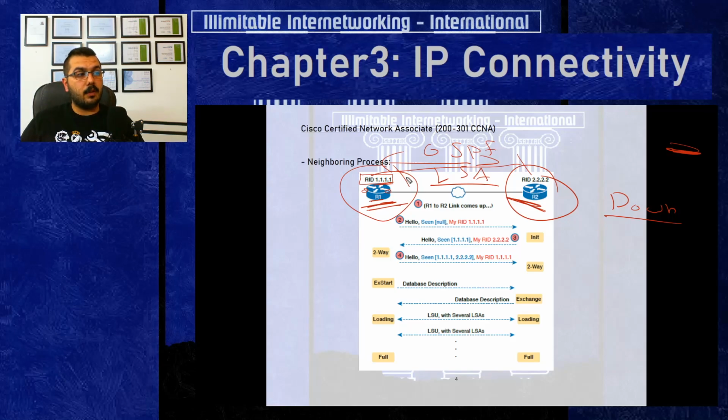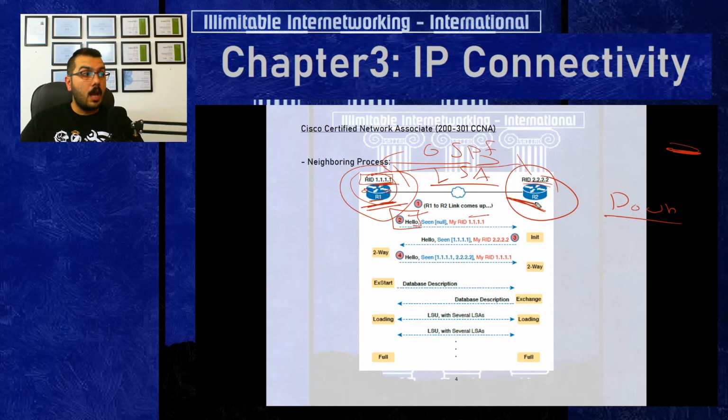So maybe I've configured it manually to avoid any duplication and confusion, that I've configured 1.1.1.1 and 2.2.2.2 on these two routers, and I've started to configure OSPF on R1. The first thing that R1 will do is send a hello message to the other router saying, hello, my name is 1.1.1.1 and I'm using OSPF.